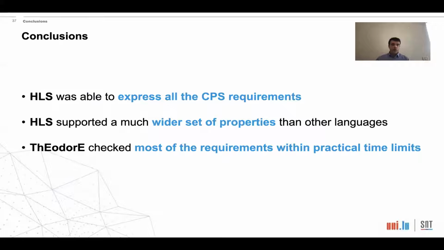Our evaluation showed that the hybrid logic of signals was able to express all the cyber-physical system requirements of our case study. The hybrid logic of signals supported a much wider set of properties than other existing languages. And finally, ThEodorE checked most of the requirements we considered within practical time limits.